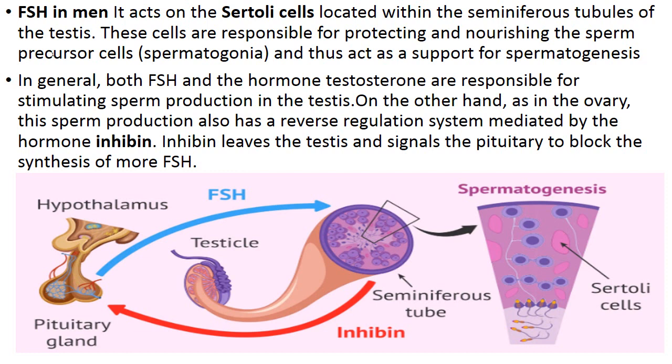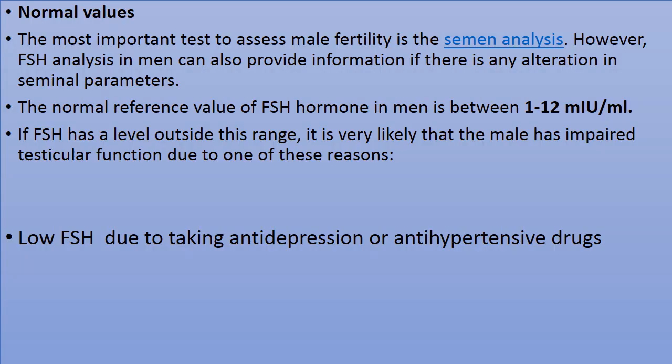So the main function of follicle stimulating hormone is that it acts on the Sertoli cells within the seminiferous tubules of the testes, and these cells are responsible for protecting and nourishing the sperm precursor cells, the spermatogonia, and so it helps in spermatogenesis.